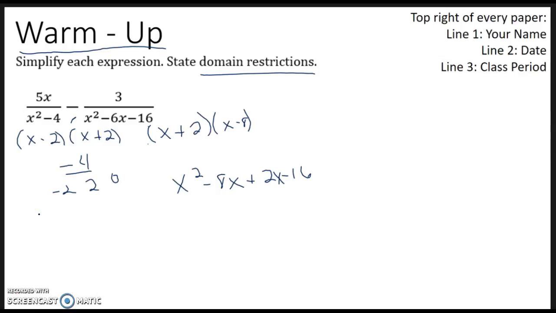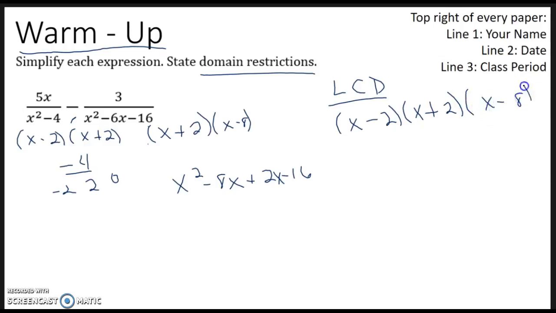So now I need to find the least common denominator, right? I need my LCD. The left side had x minus 2, x plus 2, and the right side has x plus 2, x minus 8. I've got an x plus 2 already, so I'm going to need an x minus 8. So this is my least common denominator. I use my LCD to find my domain restrictions. I also need to simplify this expression. I'm going to erase some more stuff to give me some more space.